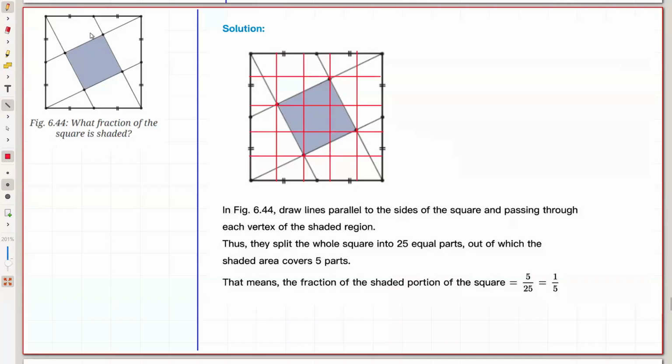In these 25 small squares, how much portion is shaded? We can find out. Where a square is completed, we take it as one count. This combined you can take as 1. Next, this combined you can take as 1. Then these two combine: 1, 2, 3, 4, 5. So 5 parts out of 25 are shaded. So 5 by 25, and the answer is 1 by 5. This is easy to understand, right?